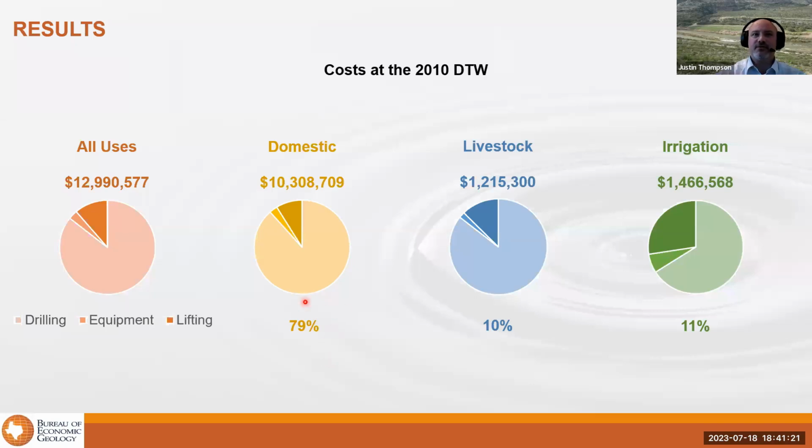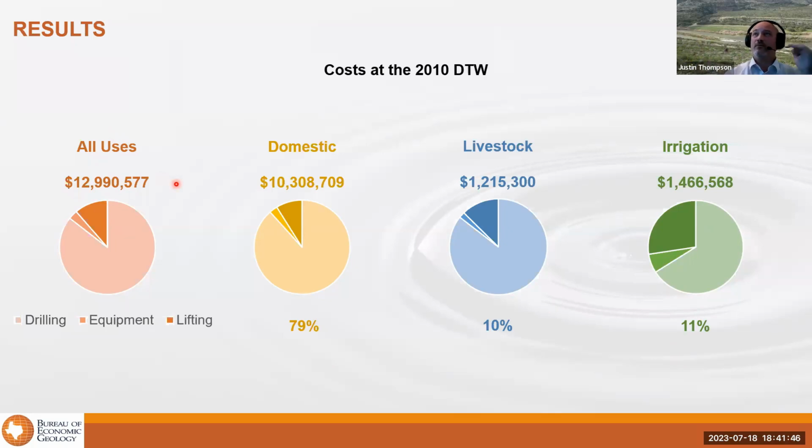Our domestic users, right, 79% of total costs, livestock 10. What's interesting here is just quickly that our irrigation uses composed 11% of all of these costs. They're nowhere near 11% of wells tested. So we're seeing some sort of interesting distribution of costs among use types. Okay, so we've got the costs at 2010.